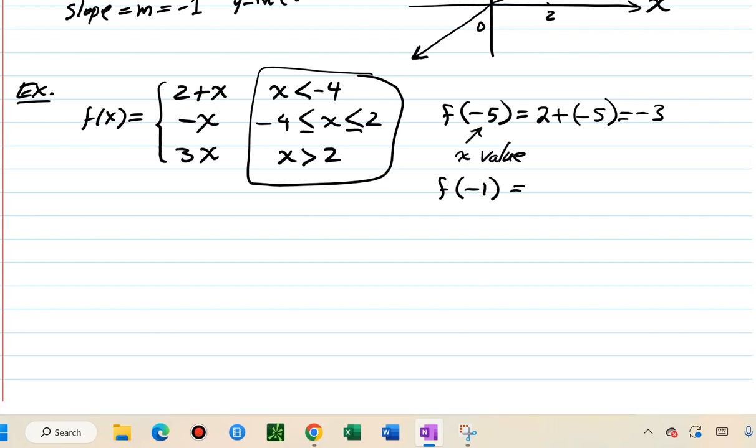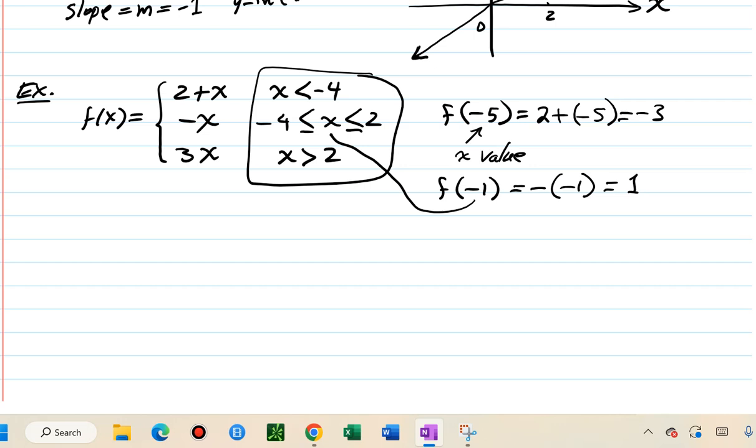Yes, because negative 1 is to the left of 0. So there you go, that's the one. And it doesn't fit as something less than negative 4, so it's not in the first one. Therefore, this fits into the second function. That's going to be negative negative 1, so the value of the function is 1 at that point. Okay.